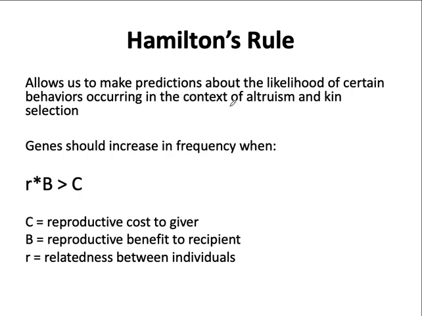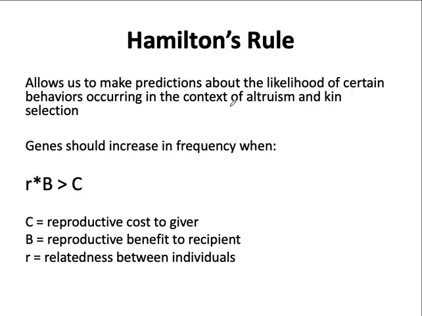You can think of it really as an idea. You don't have to think of it quantitatively. You can think of it in a qualitative sense. Hamilton's rule allows us to make a prediction about the likelihood of a certain behavior occurring in the context of altruism and kin selection. You can think of it in terms of what is the cost suffered by the donor in any behavioral interaction while undertaking some altruistic behavior.